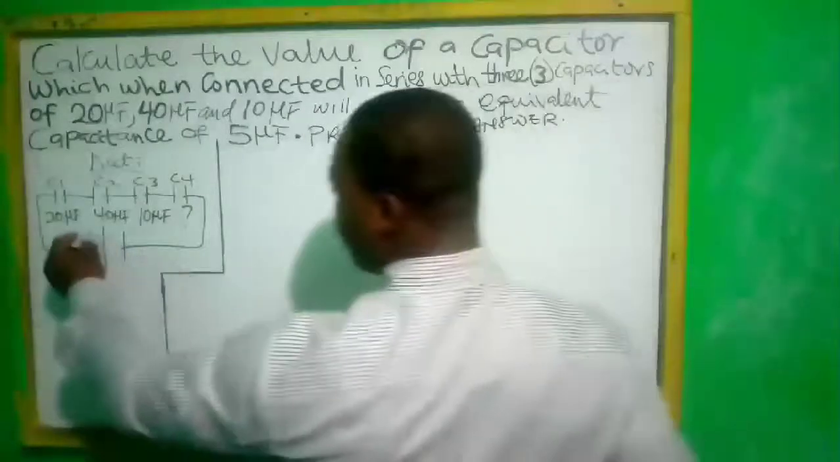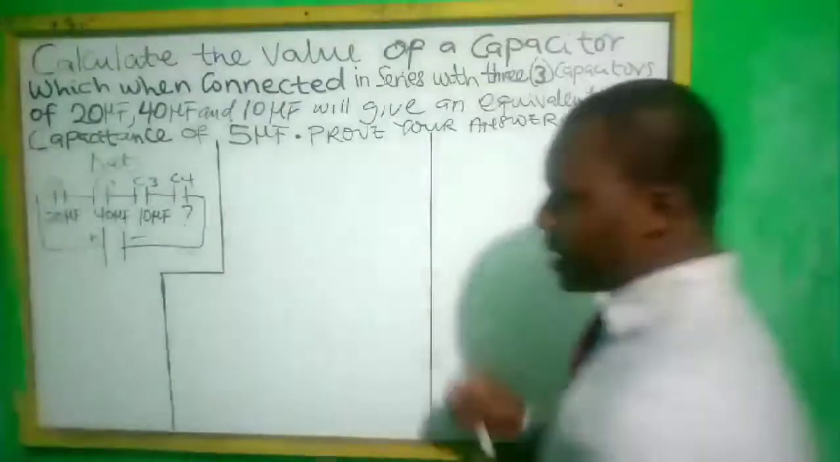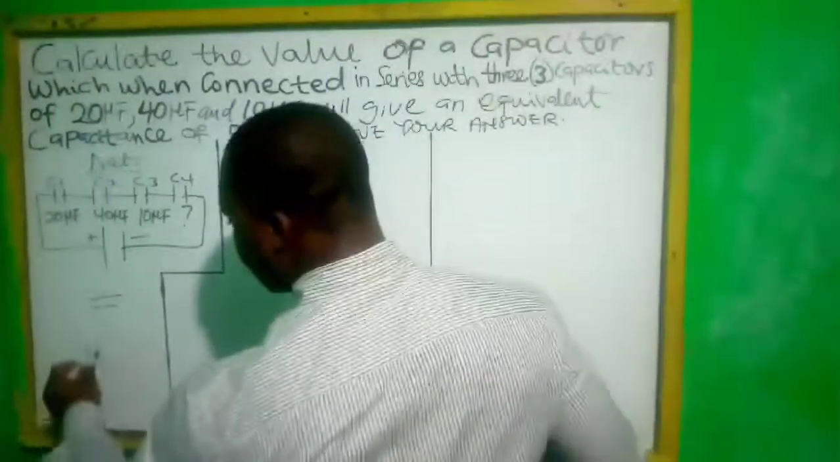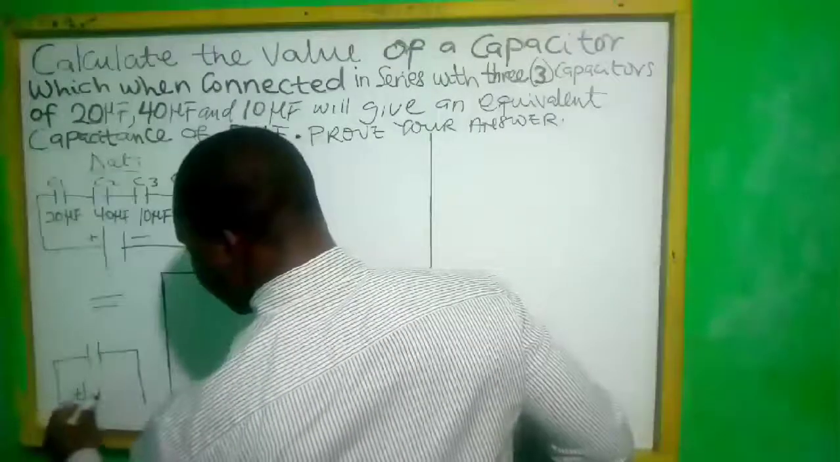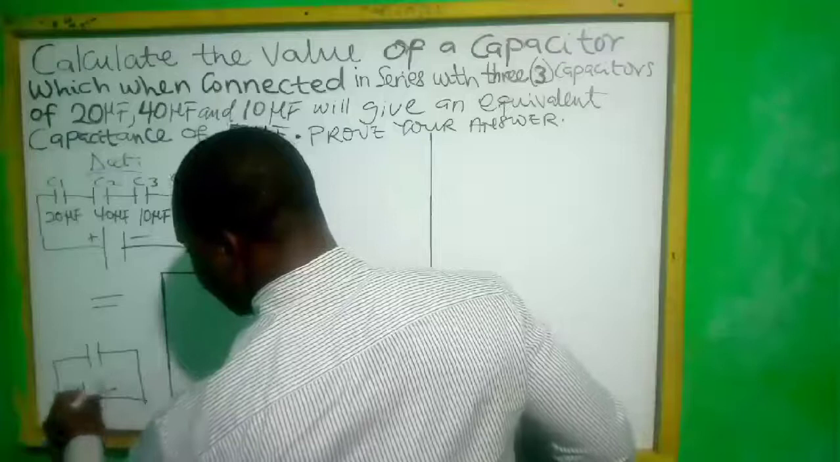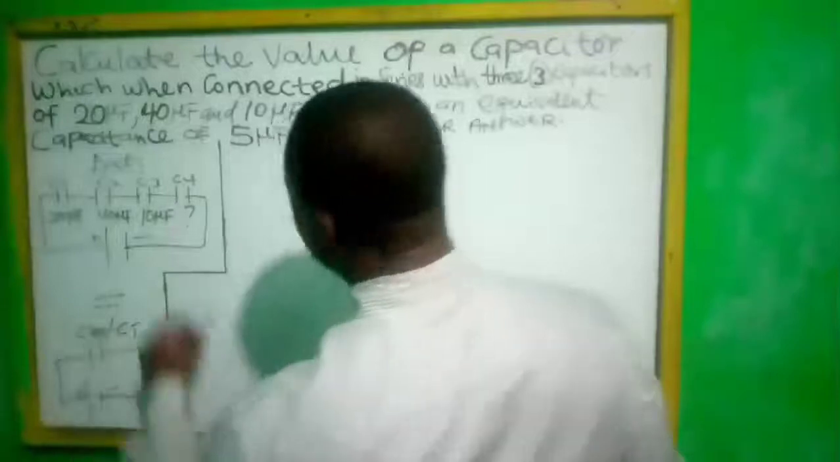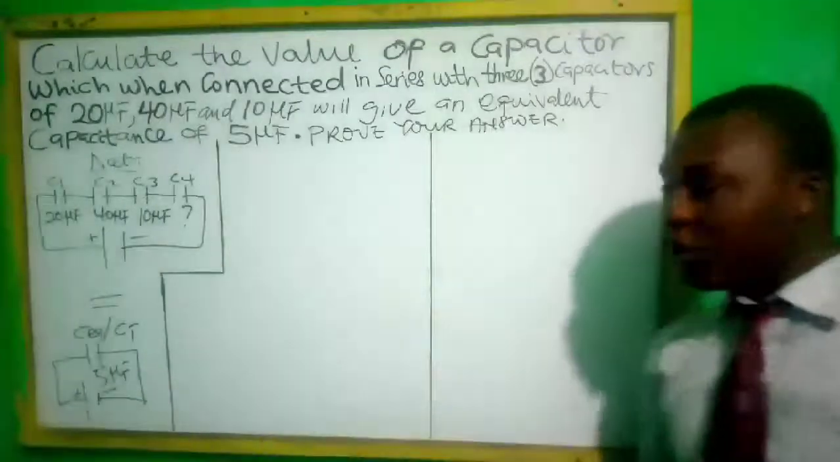At the end we are going to get an answer like this, positive and negative terminals, with an equivalent or total capacitance of 5 microfarad. So this is what we are going to get.